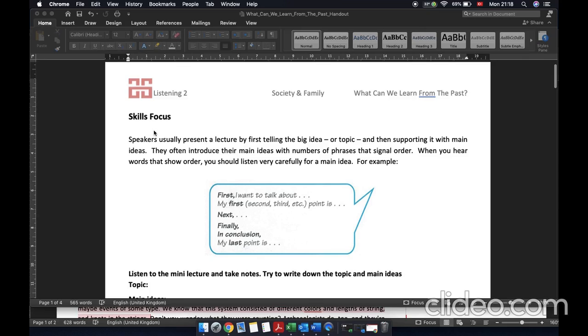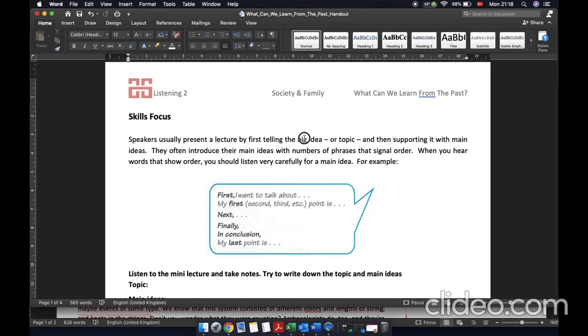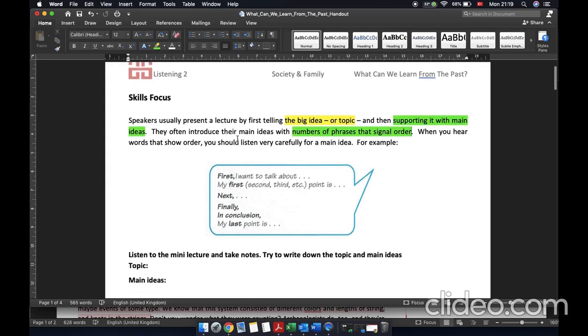Here we have skills focus. Speakers usually present a lecture by first telling the big idea or topic and then supporting it with main ideas. So they first start telling the topic, then they support the topic with main ideas. They often introduce main ideas with numbers or phrases that signal order. When you hear words that show order, you should listen very carefully for a main idea.